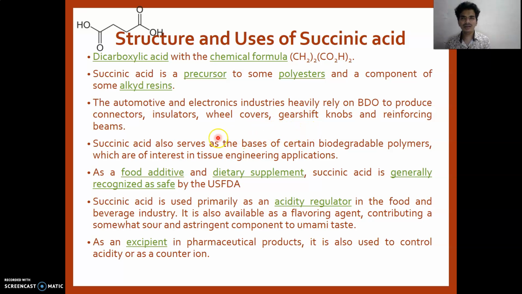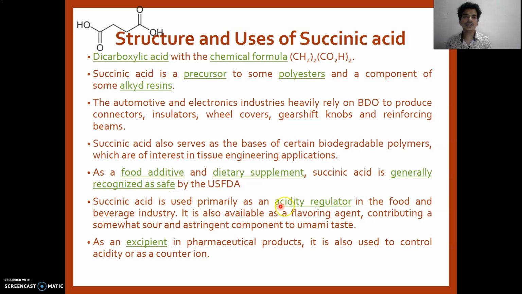So then, different types of uses in industrial purposes. Succinic acid reveals certain big biodegradable polymers, which are of interest in tissue engineering applications. Then, as a food additive and dietary supplement, succinic acid is generally recognized as safe by the US FDA.